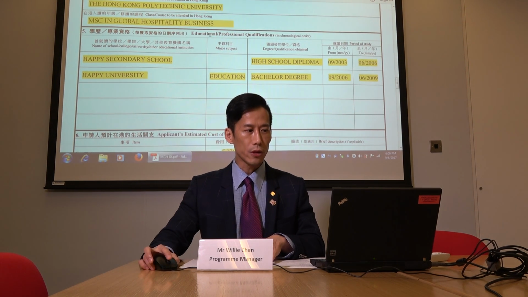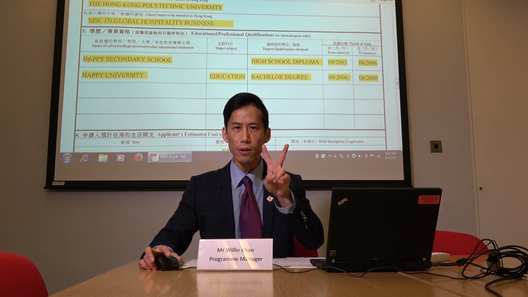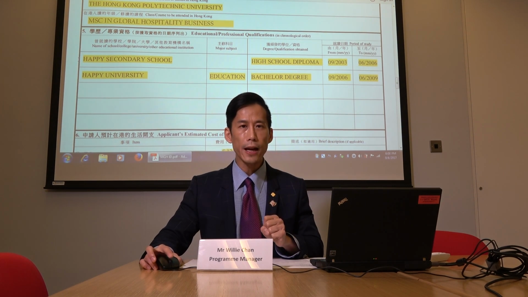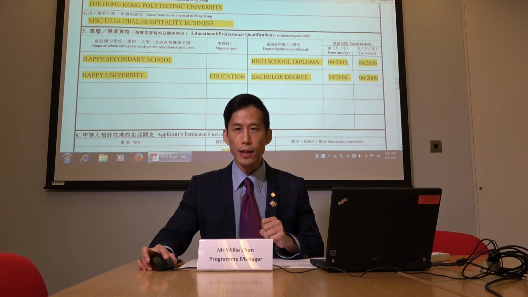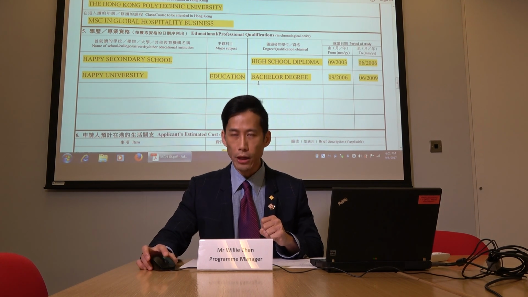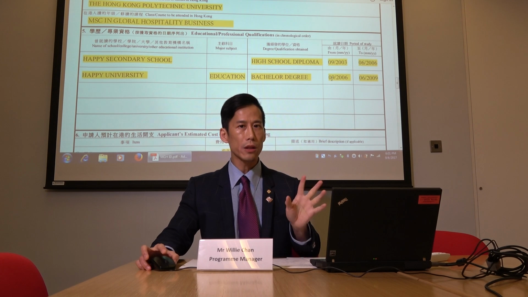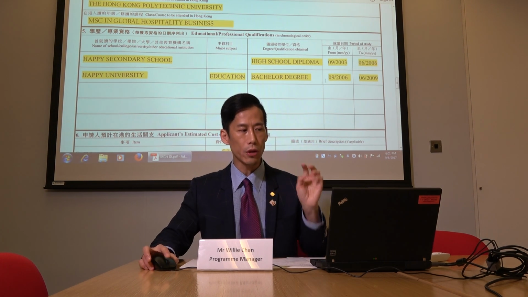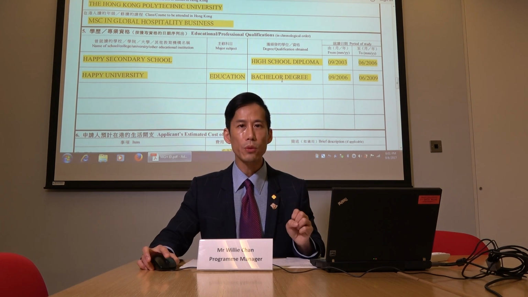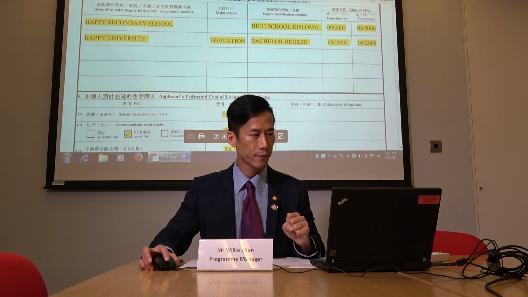And then next, for your education and professional qualifications, please insert 2 lines only. Make it simple. The first line should show the name of your high school and the years, the period of study at the high school. And the next line should be your university, where you obtained your bachelor's degree. Don't make it too complicated, just 2 lines, okay? Your high school and the university where you obtained your bachelor's.